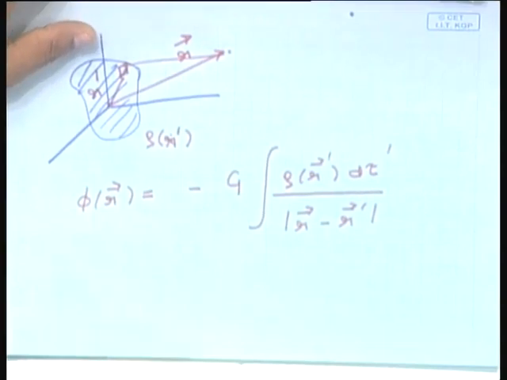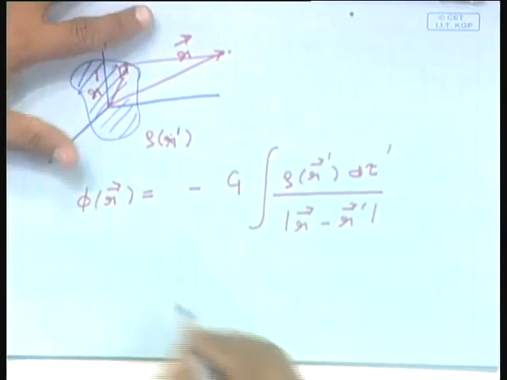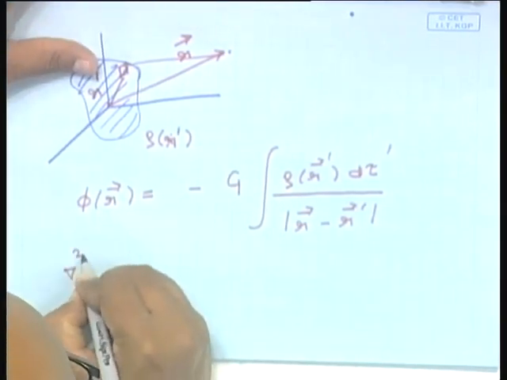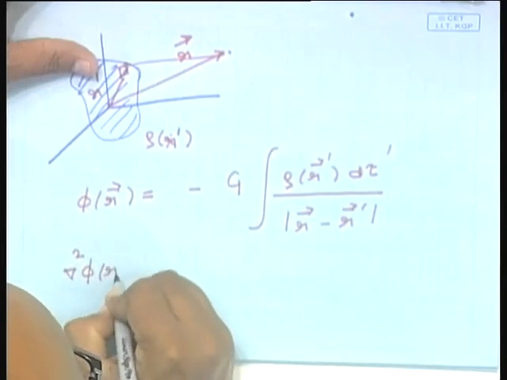You can also think of this in terms of the Green's function, etc., but we do not require all that. Now, it is more convenient to write this equation in the form of a differential equation, del square phi of r.